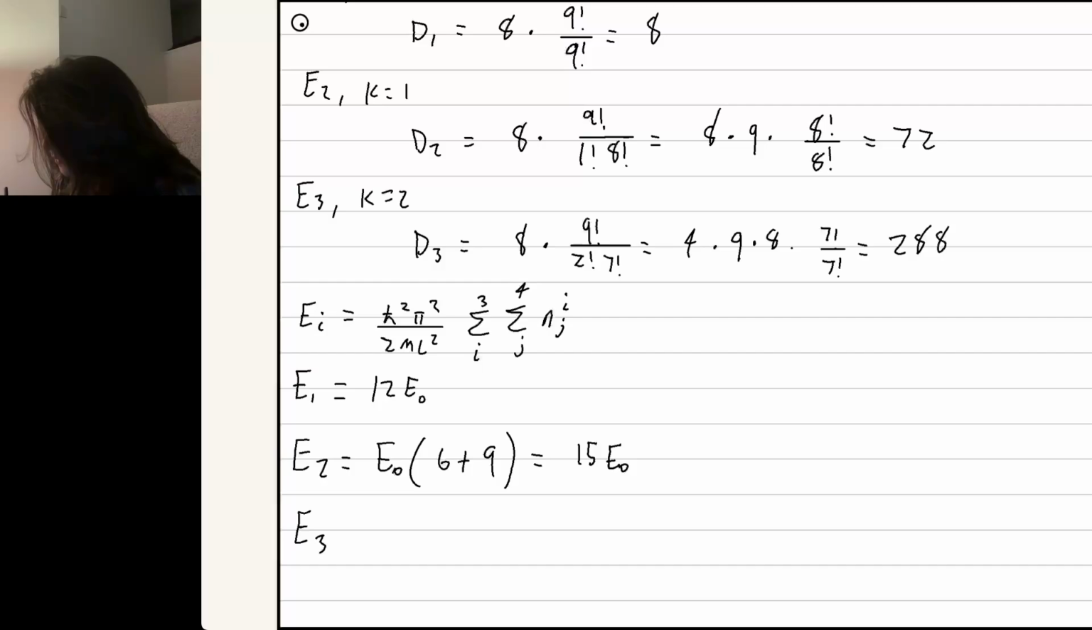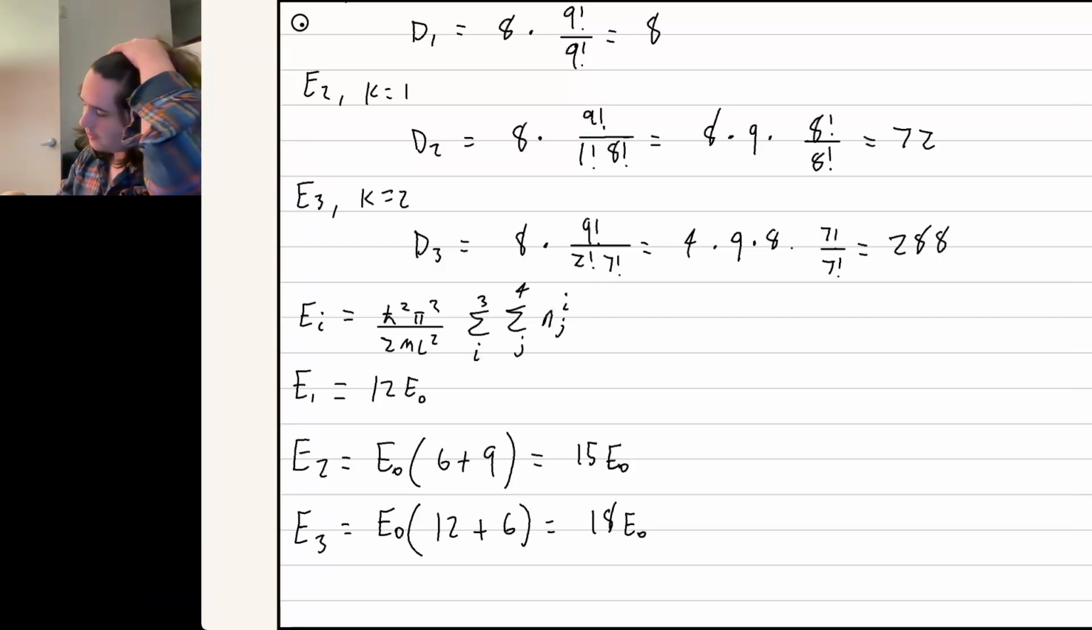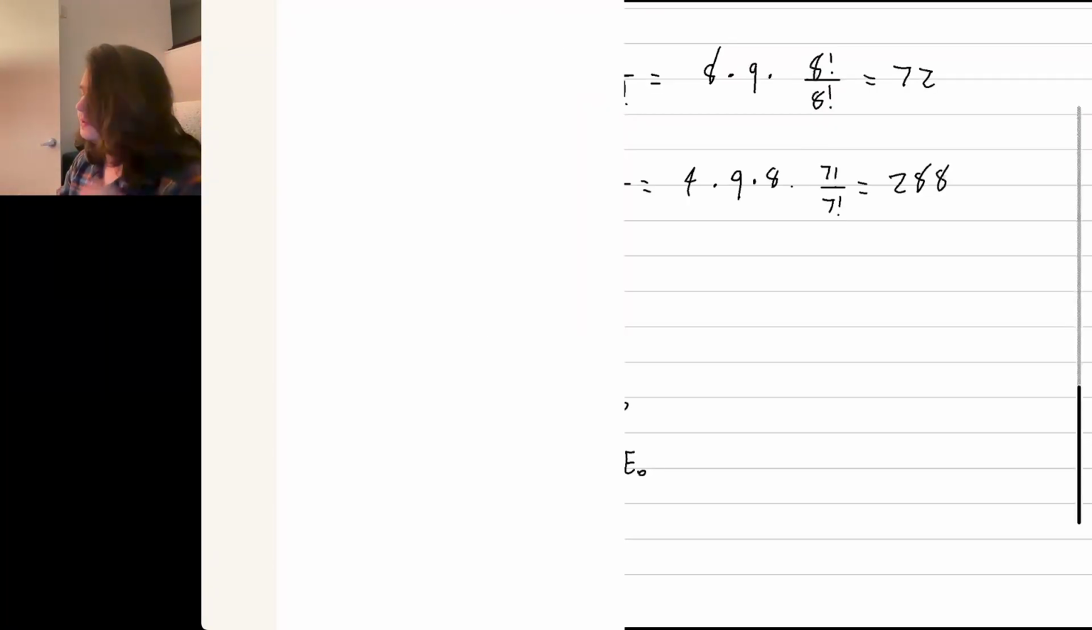And then the third one, the second excited state, 2 of the particles are 2, and they'll both be hit 6 times total. So 6 times 2 is 12. And then the other 2 particles are both 1. They'll each be hit 3 times. So 6, which gives you 18 E naught. Then the degeneracies.